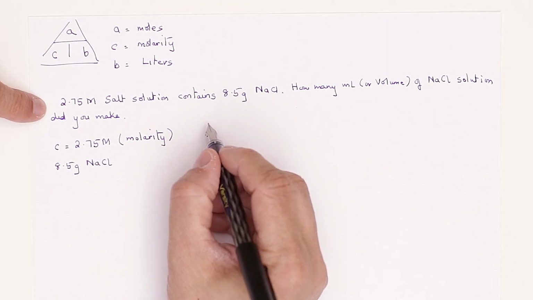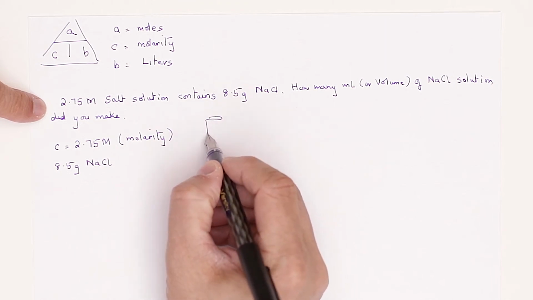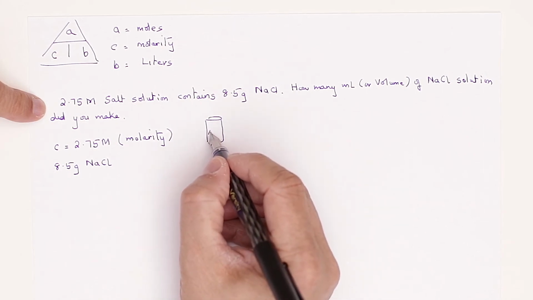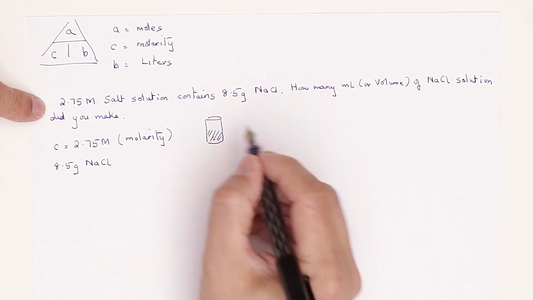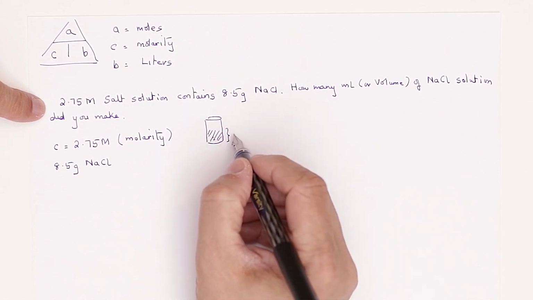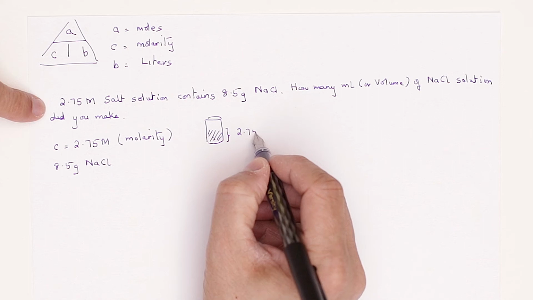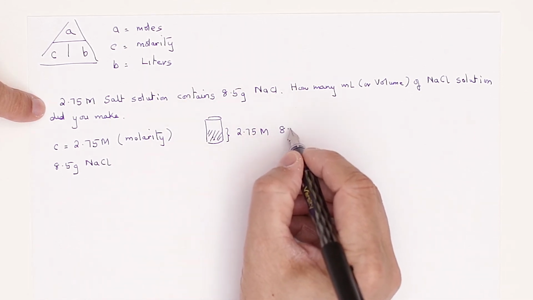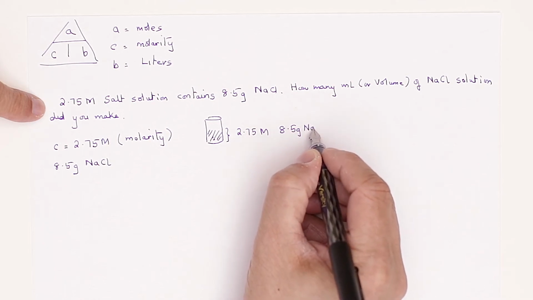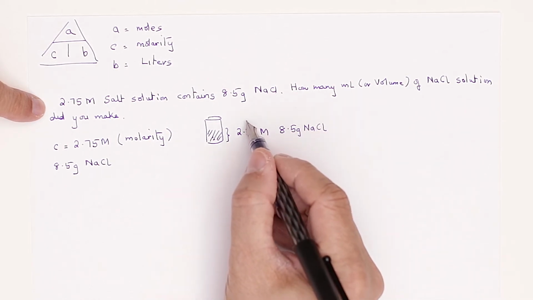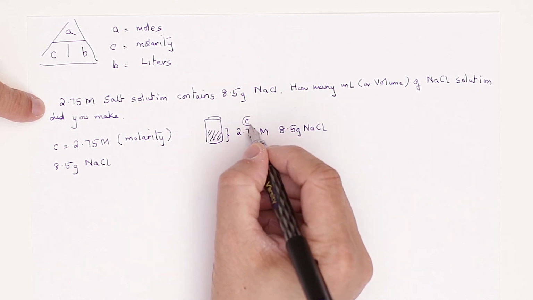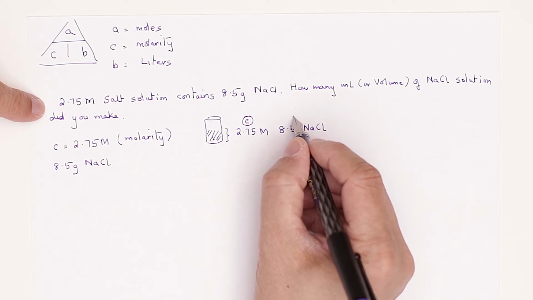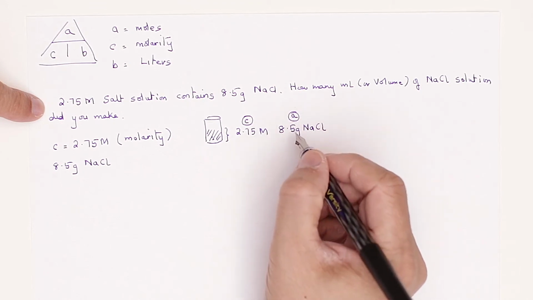So I want to draw this out so you can see it. You've got this little container. It could be a biggish container. It's got a certain amount of liquid in there, and you know that its concentration is 2.75 molar, and you are told that 8.5 grams of sodium chloride was dumped into it. So these are the two facts you know. This is C, and this is going to become A right here. Okay, how are we going to do that?